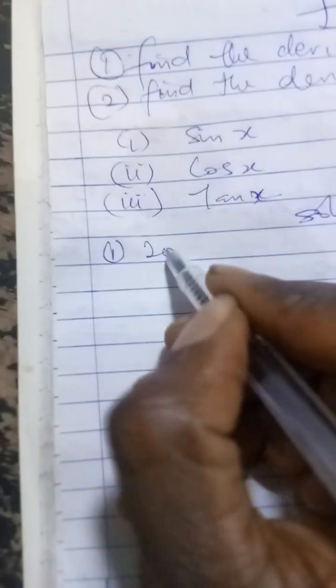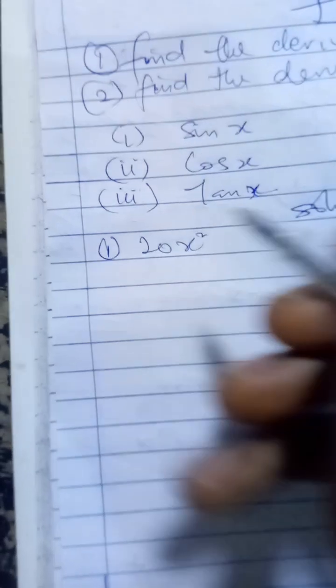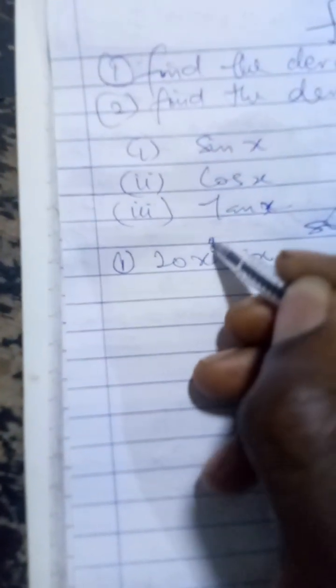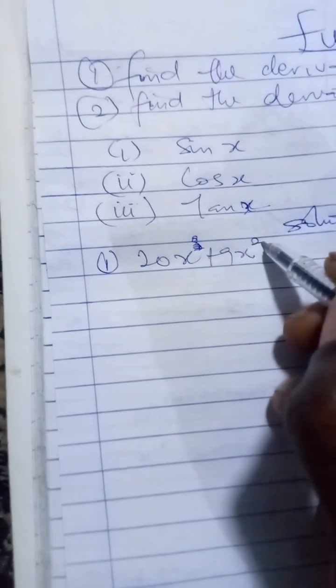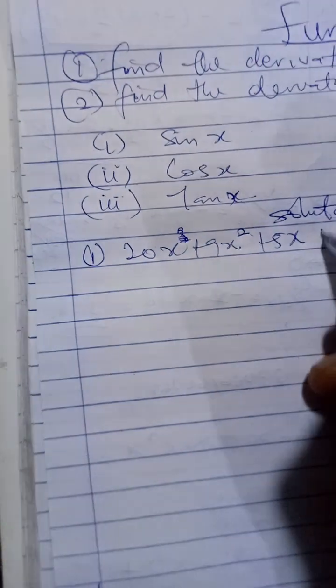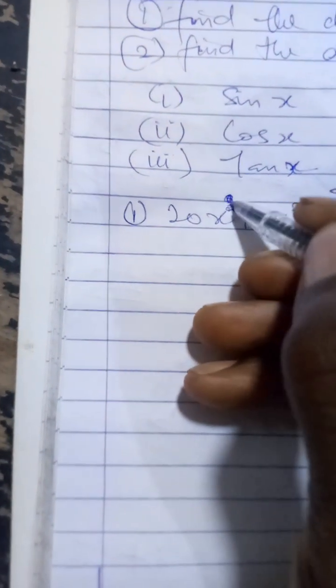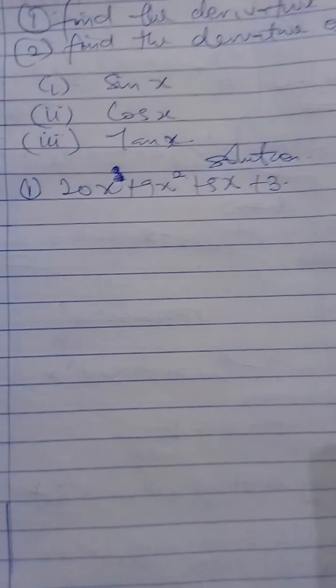Number one, we have to find the derivative of 20x cubed plus 9x squared plus 5x plus 3. Now, when we talk of derivative, of course, you know we call this differentiation. This is called differentiation under mathematics.